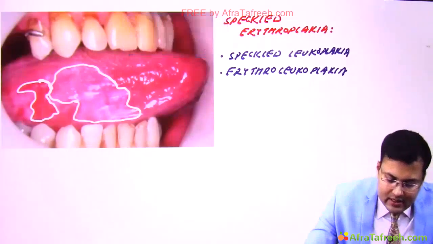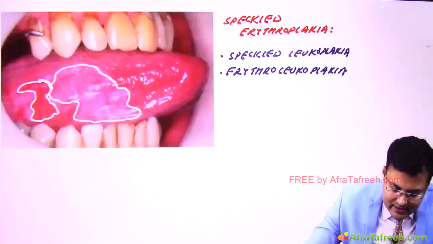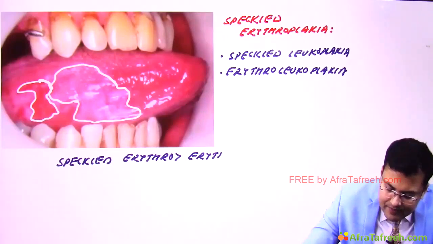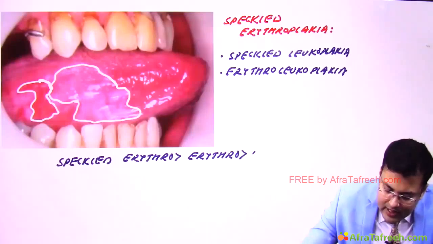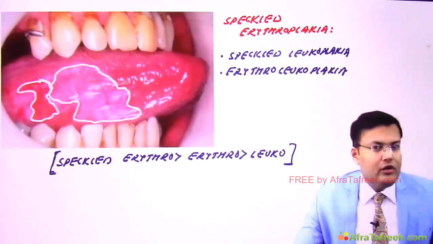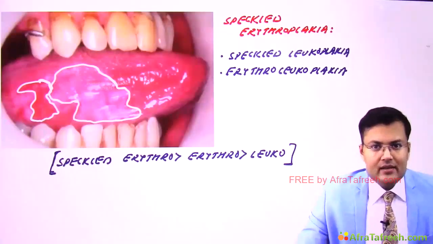And we discussed there is maximum risk of malignancy in speckled erythroplakia, followed by erythroplakia, followed by leukoplakia. Clear? So these are important points related to leukoplakia and erythroplakia. Now we are going to discuss Plummer-Vinson syndrome.